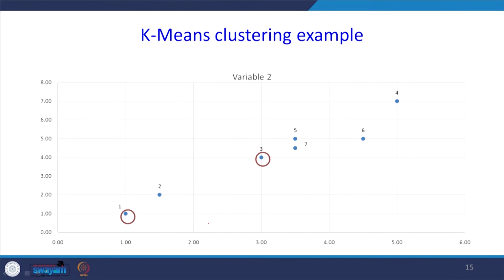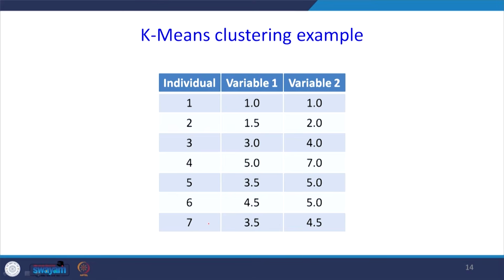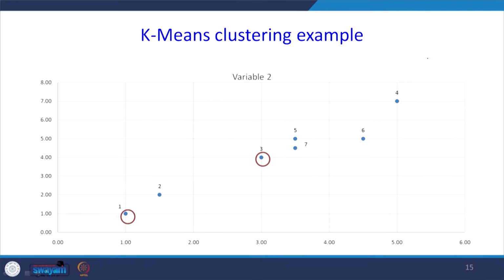Suppose here k equal to 2. Initially we assume that k is given, k equal to 2. I want to make 2 clusters. Suppose randomly I have chosen variable 1 on the x axis and variable 2 on the y axis. So points 1 and 3 are randomly taken. Yes, it is mentioned, variable 2 and variable 1. Points 1 and 3 are taken randomly. So there are k equal to 2 clusters.